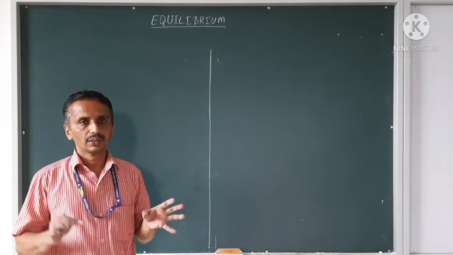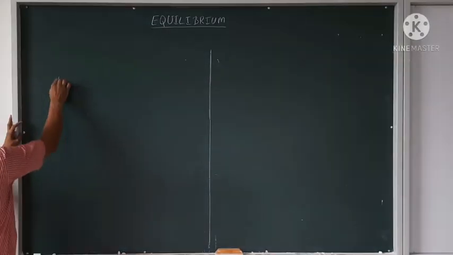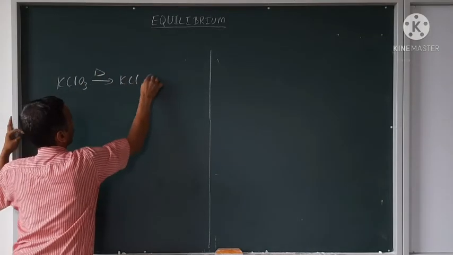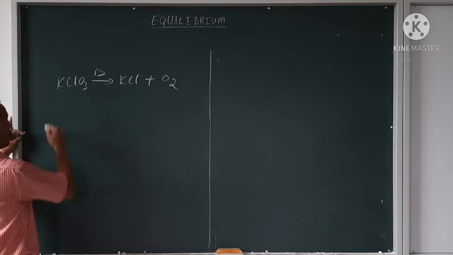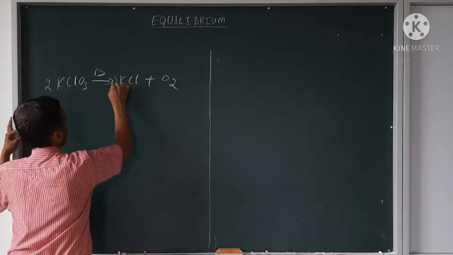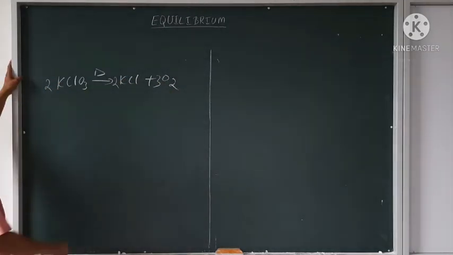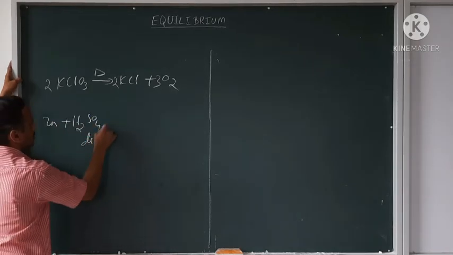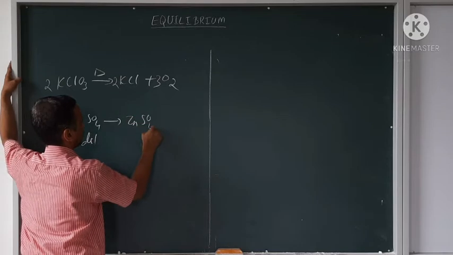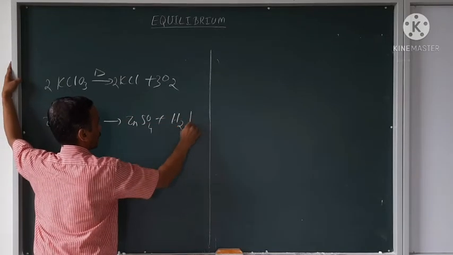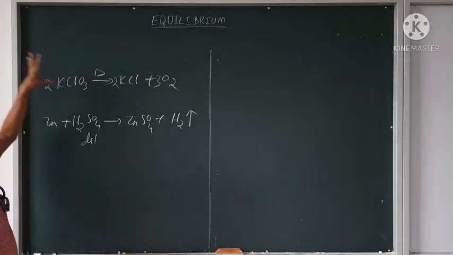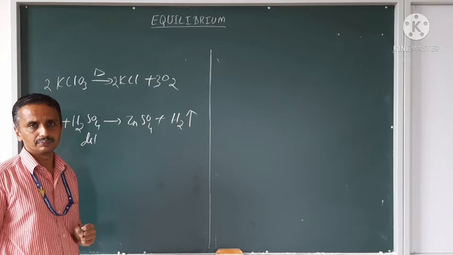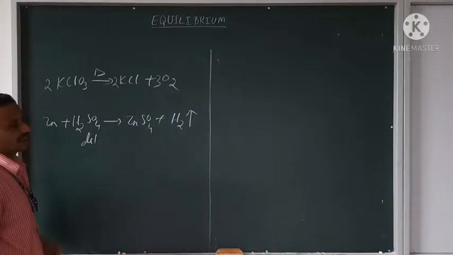See, I have an example like this. KClO3 on heating gives KCl plus O2. Or zinc is treated with dilute sulfuric acid, gives zinc sulfate plus dihydrogen gas. Or firewood is burnt, we get the ash and carbon dioxide. This is one set of examples.